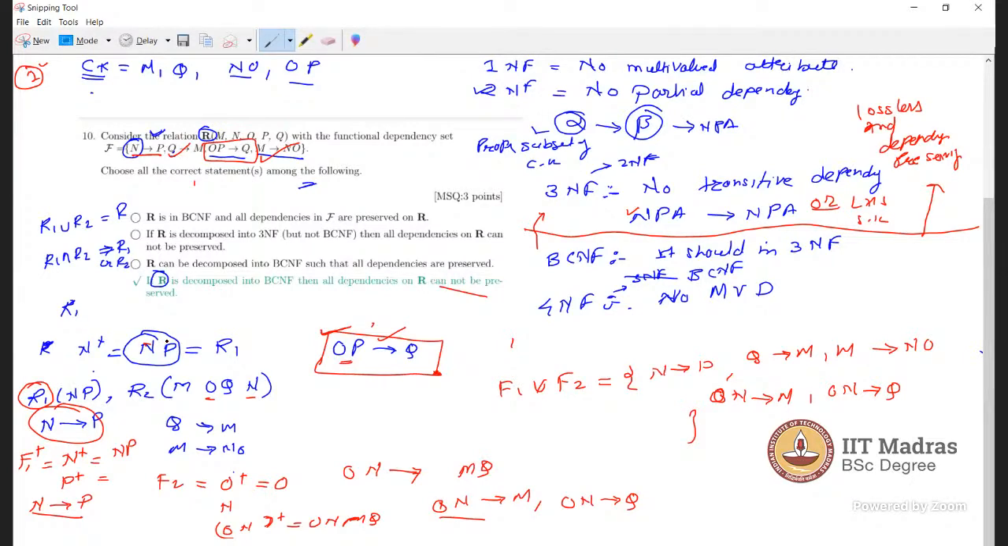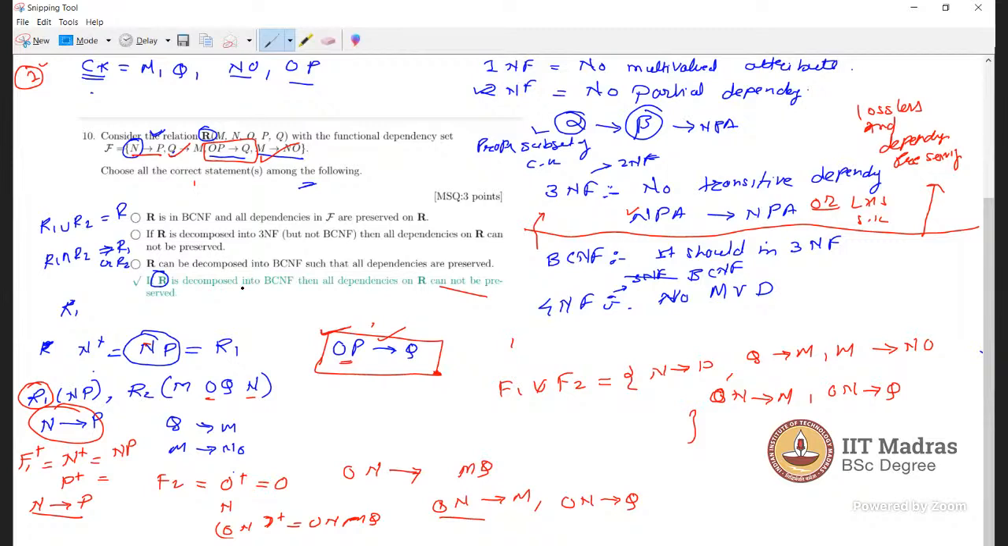So you can just do the reverse engineering. If P is missing in R2, and O and Q are missing in R1, then this particular dependency cannot be derived individually using R1 or R2. So it is not possible to achieve this functional dependency using R1 or R2 individually.